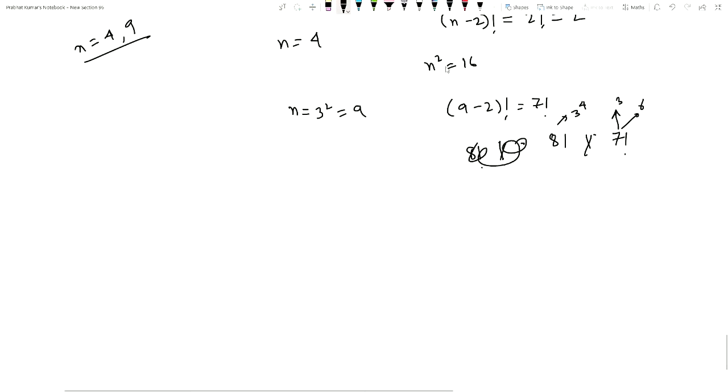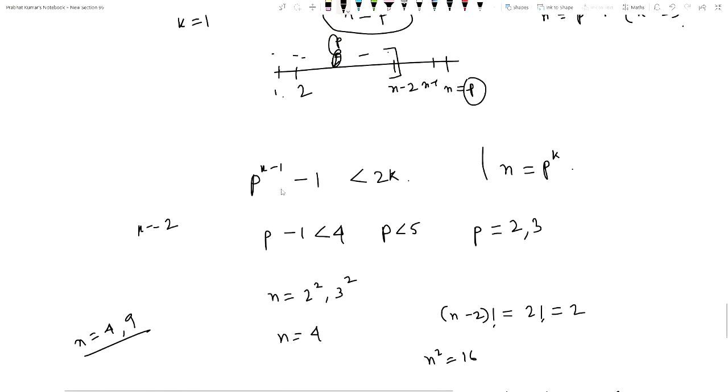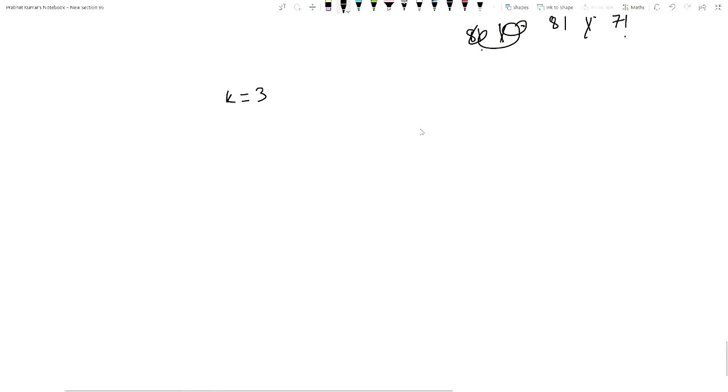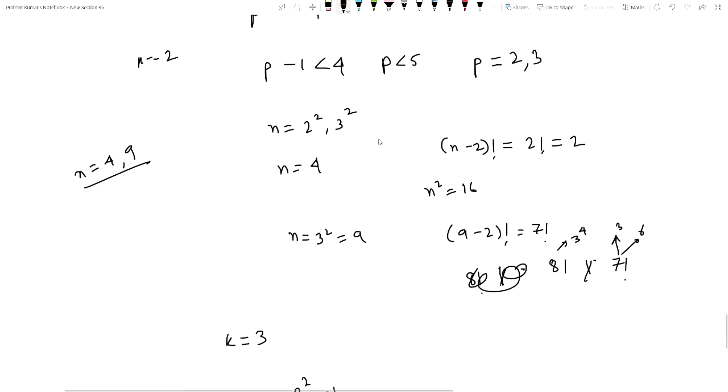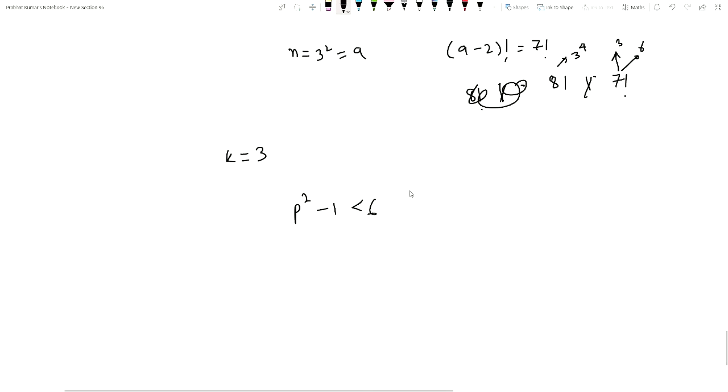So the third one is when you assume k to be 3. If k is 3, again you use this inequality, p to the power k minus 1, we want this to be less than 2k. So p to the power 2 minus 1 is less than 2 times k, so this is less than 6, right? So p square is less than 7. So p can be only 2, right? Because if p is 3, then 3 square is 9, and 9 is not less than 7.